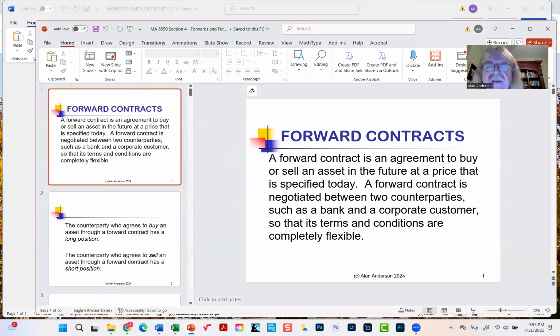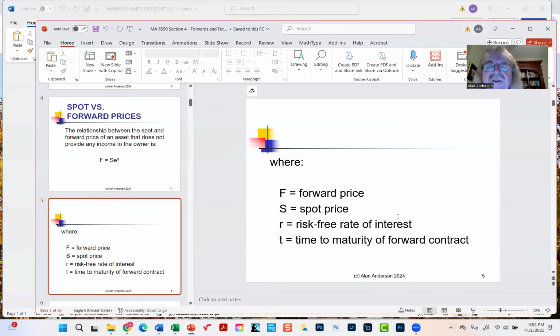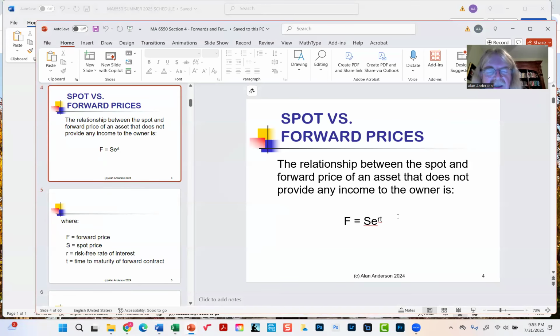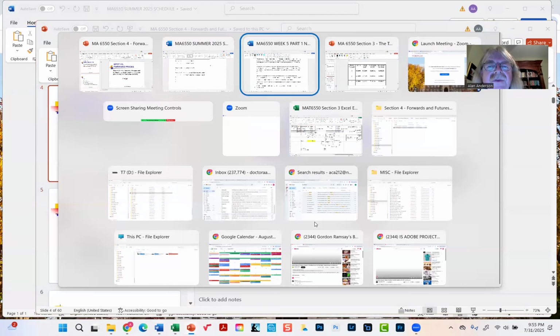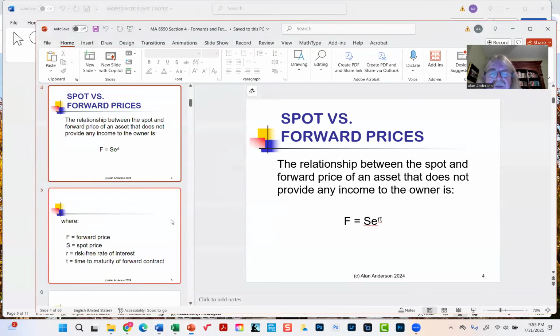Like any other security. Now, here's an interesting result. If you notice in my example, I assumed that the spot price was 3,400. Where did that come from? Well, I made it up in that case, but in general, this is the formula that we'll use.